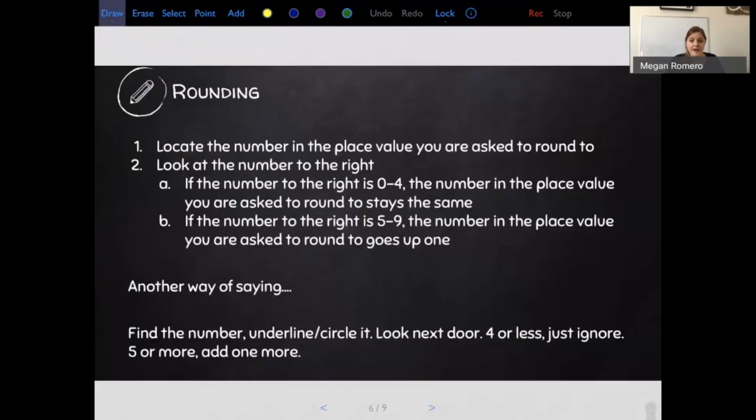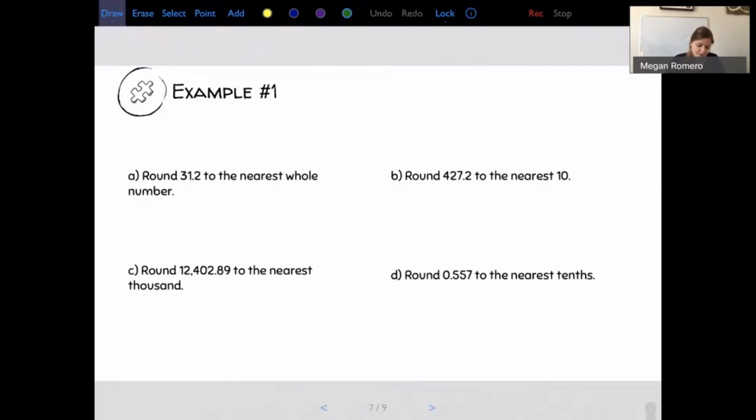If the number to the right is 0 to 4, you leave it the same. If the number to the right is 5 through 9, it goes up 1. Another way of saying it is a nice little poem: find the number, underline, circle it, look next door. 4 or less, just ignore. 5 or more, you add 1 more. Example, round 31.2 to the nearest whole number.